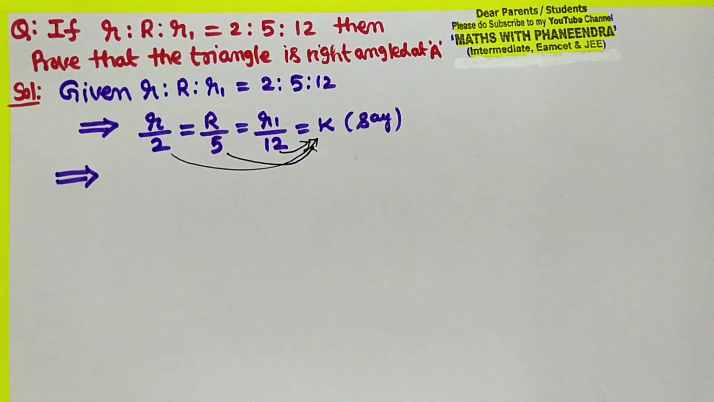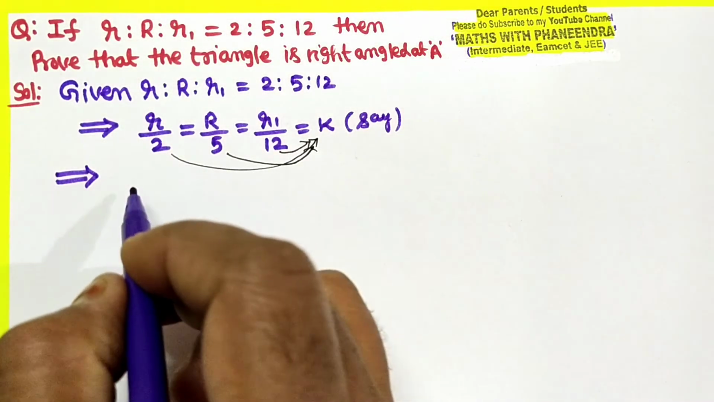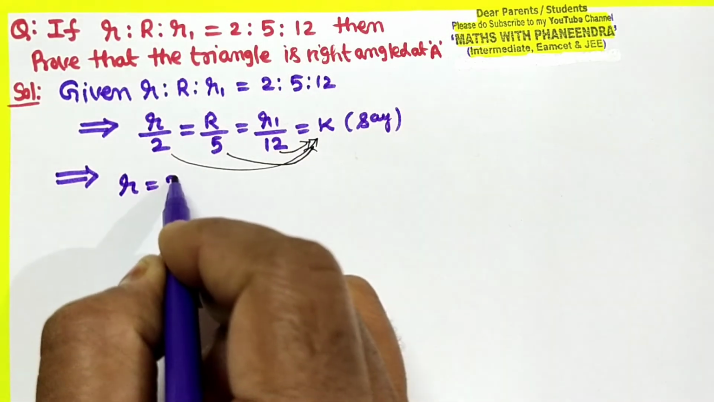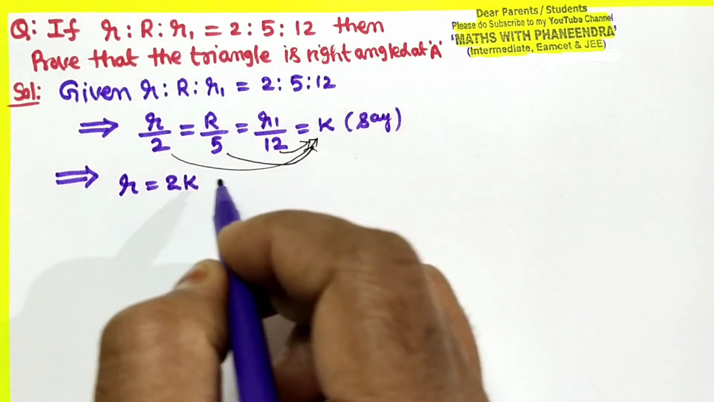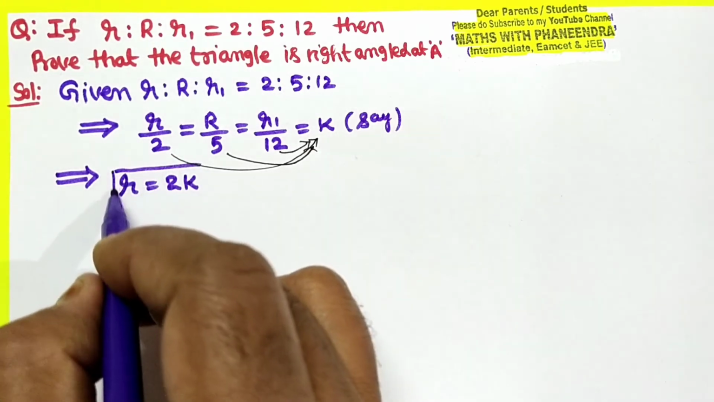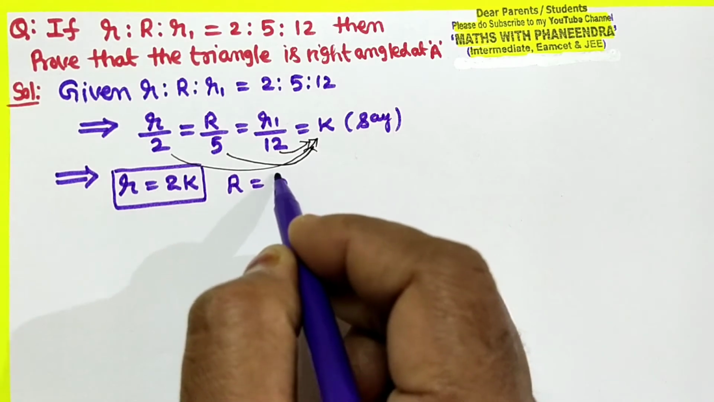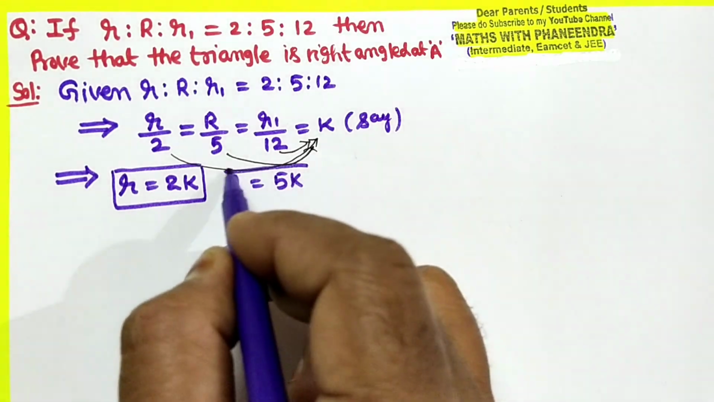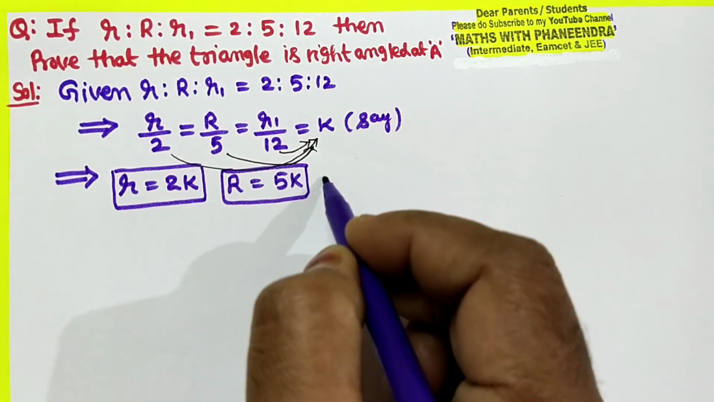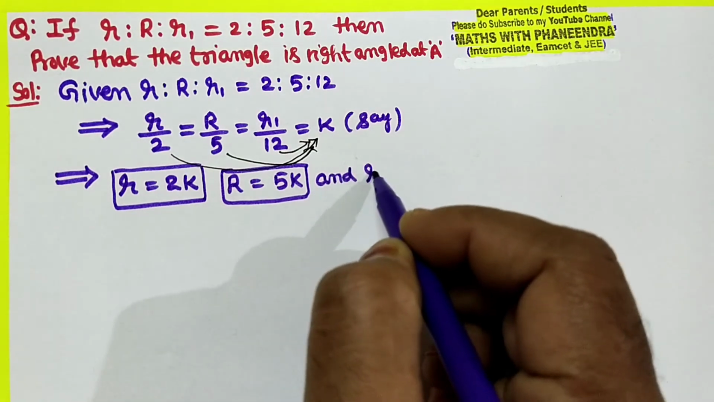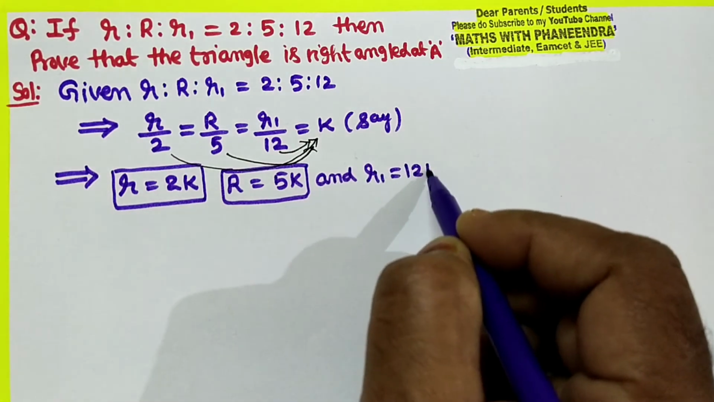So now small r becomes small r equal to 2k. Next, capital R equal to 5k. And small r1 equal to 12k.